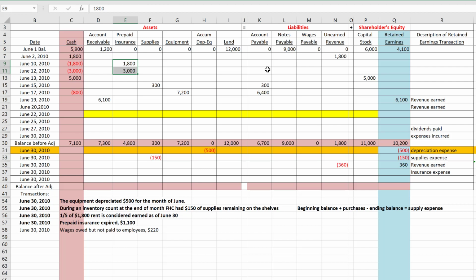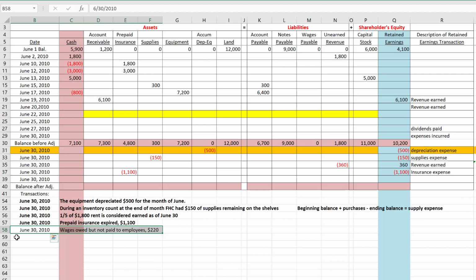So what we have determined is that over the month of June, $1,100 of the insurance has expired. So what we're going to do is reduce the prepaid insurance by the $1,100, and corresponding to that, we now have an insurance expense. A reduction in prepaid insurance and an insurance expense. And again, it's an insurance expense, which is a reduction in retained earnings.